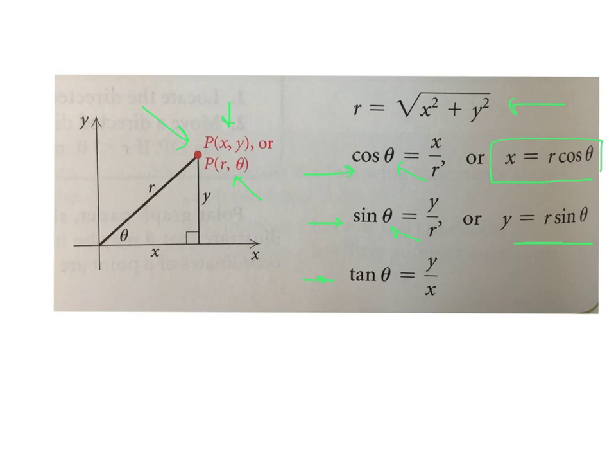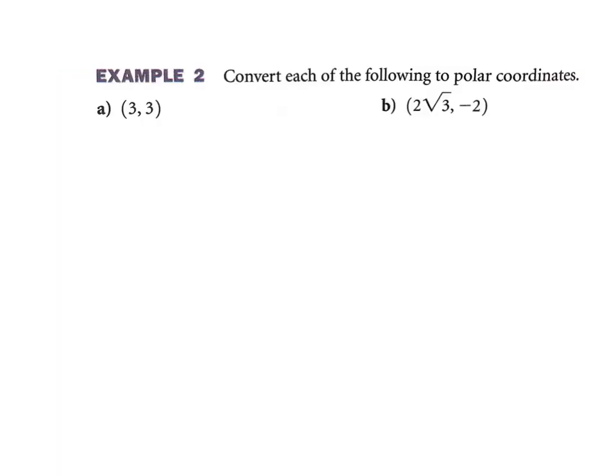Just by cross multiplying. So when we need the x and y, that's what we're going to do, and vice versa. So let's try a couple here. What they're going to have us do is convert these 2 points into polar coordinates. So to get polar, I need the r and I need theta.